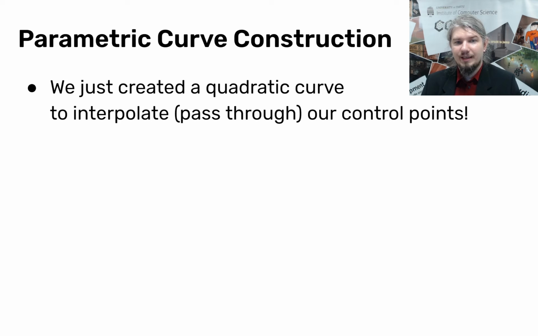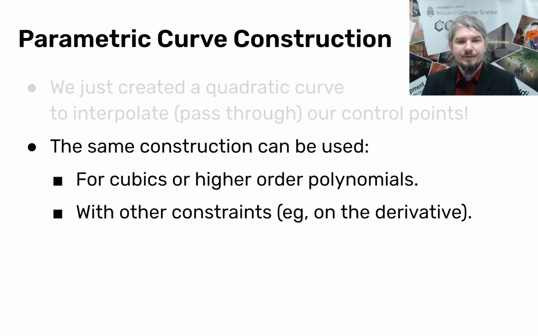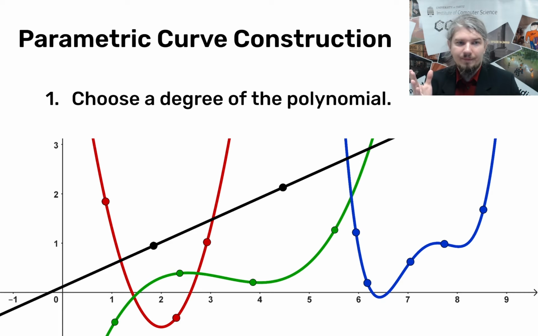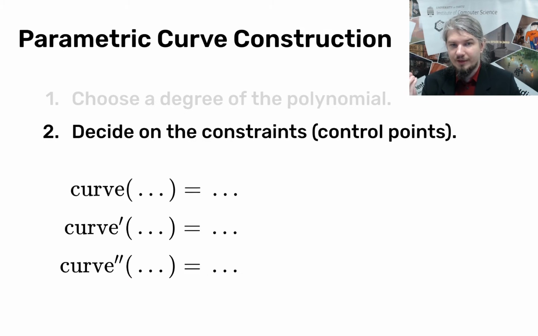So we just created a quadratic curve to interpolate or pass through our control points. We can use exactly the same construction for cubics or any other higher order polynomials, and we can use exactly the same construction with other constraints, for example the constraint on the derivative. So to recap, first of all, choose a degree for the polynomial, a quadratic, cubic, any degree that you deem is necessary. Secondly, decide on the constraints.